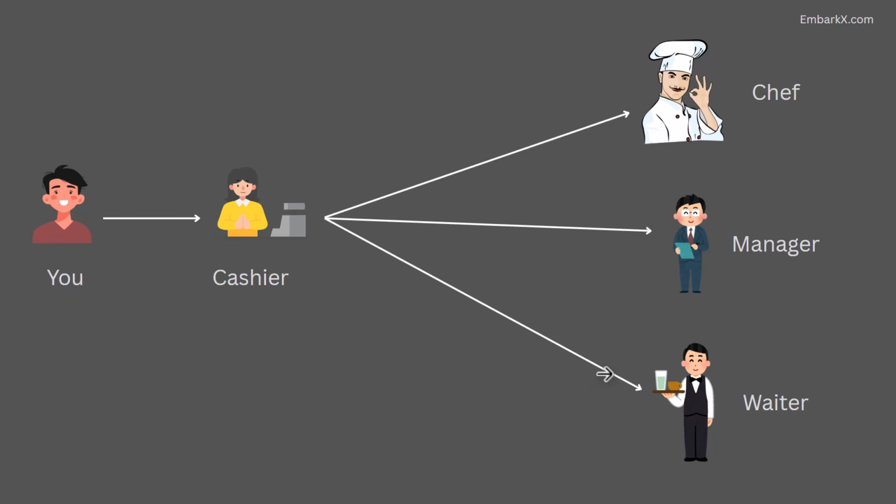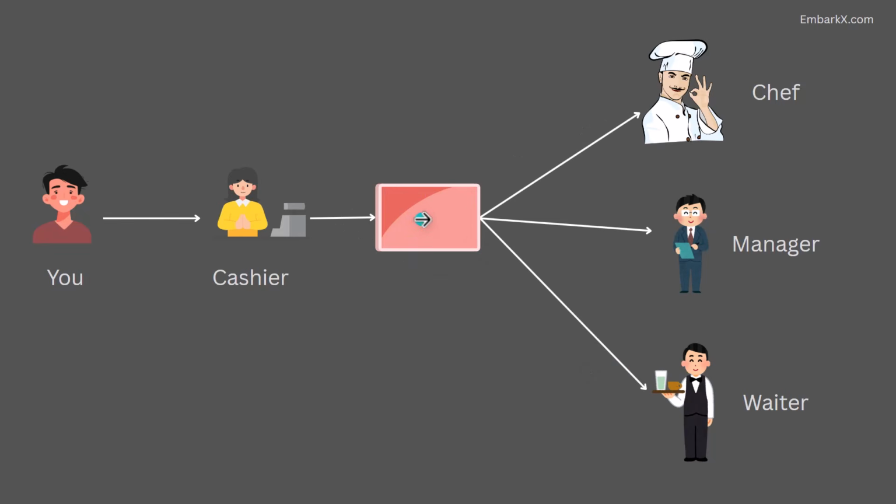Now let's say there is an introduction of a digital board over here in the restaurant. Now what happens is once you place the order on the counter where the cashier is sitting, the cashier, instead of going and telling the individual people, just pushes this order to a digital display board over here in the restaurant. Now the digital display board is something that everyone is keeping an eye on, right? Chef is watching this digital display board, manager is also watching this, and waiter is also watching this for all the orders that are coming in.